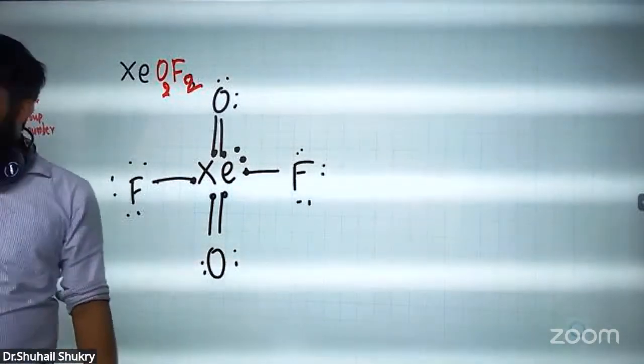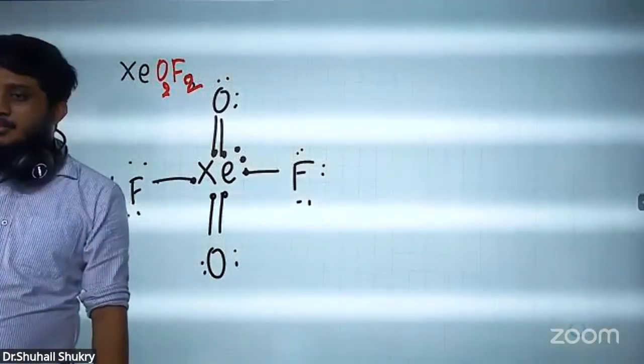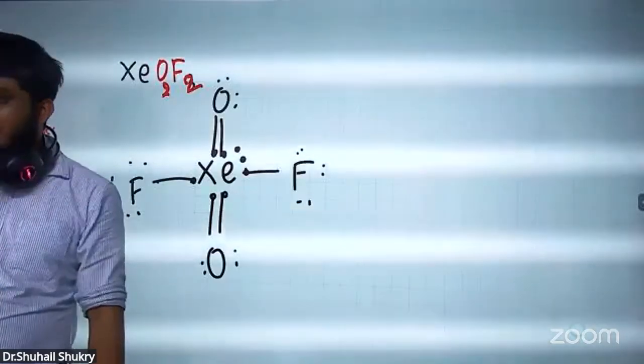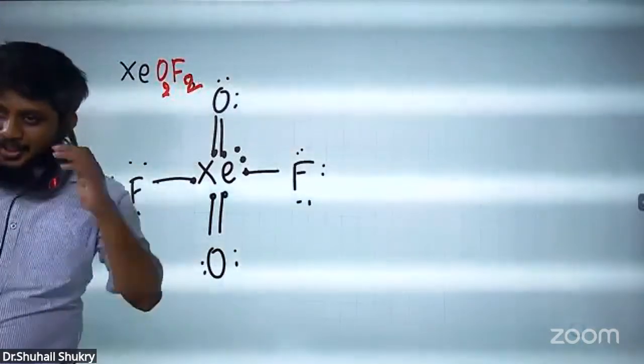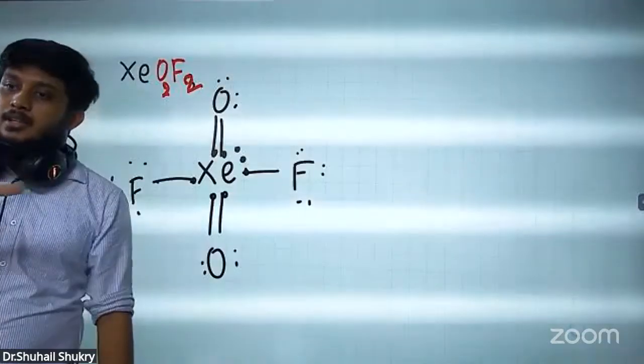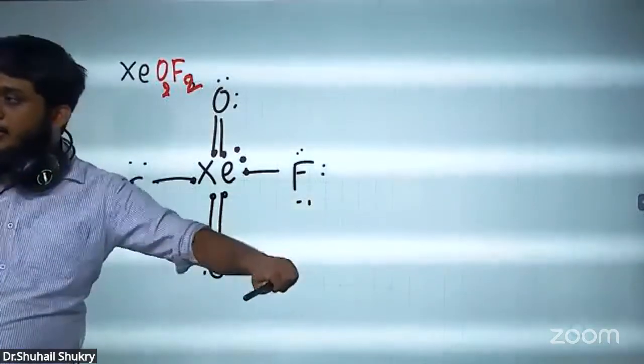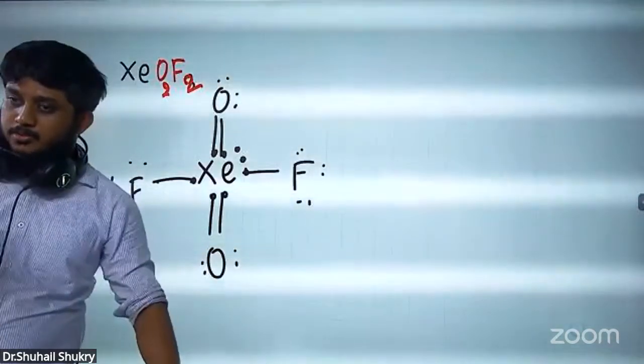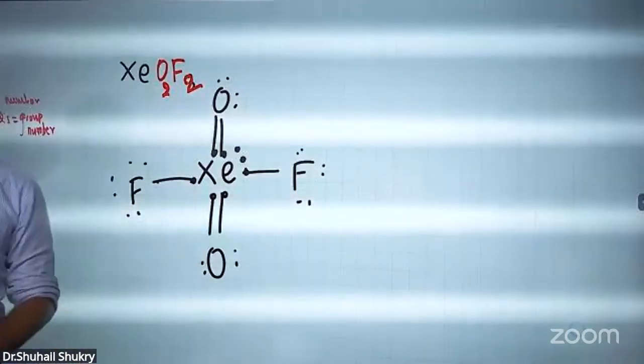From 5, they have removed 1. What is the shape? Very good, very good. Who said that? Excellent. 5 means what? Trigonal bipyramid. From trigonal bipyramid, they removed 1. Then what did I get? See, got the point?